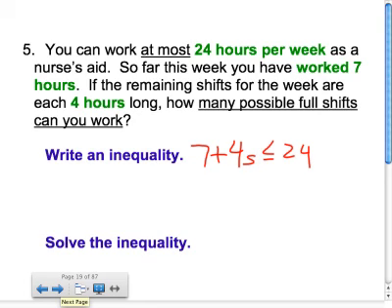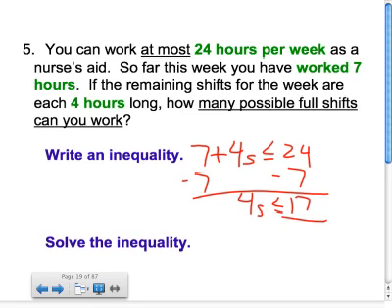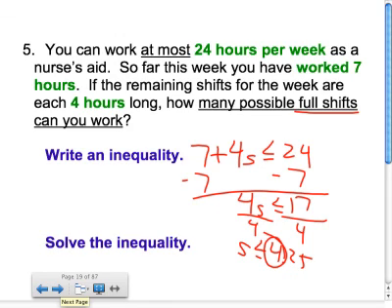I can't go over 24 hours. Subtract 7, so 4s less than or equal to 17. Divide both sides by 4. The number of shifts you can work has to be less than or equal to 4.25. It says how many possible full shifts, so the most shifts I can work is 4. I can work 4 full shifts. Anything more than that is going to take me over my 24-hour limit.